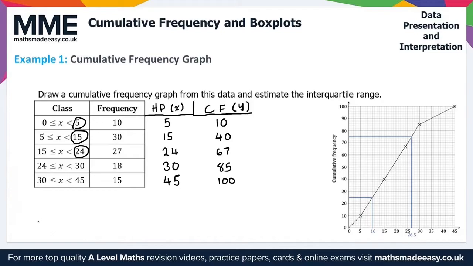So therefore, for the IQR then, the interquartile range here, that's going to be Q3, 26.5, minus Q1 then of 10. So 26.5 minus 10, which gives us 16.5 there. Okay, so that gives us our interquartile range. And that gives us the solution to example 1 on cumulative frequency and Boxplots.